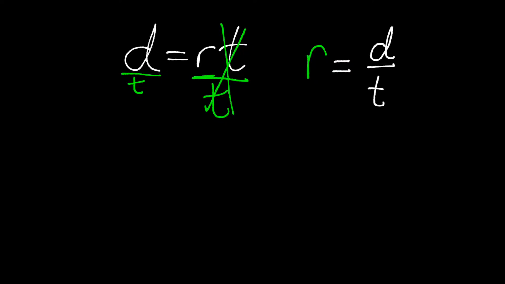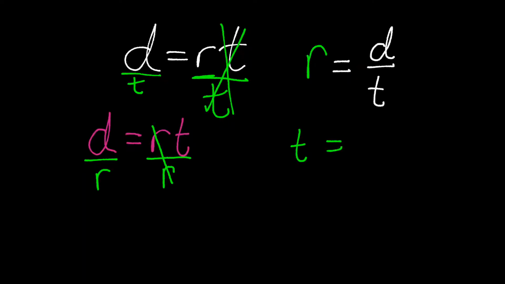If I wanted to, say, solve for t, here's our equation again, d equals rt. Well, we'd go through the same steps. First, identify the variable we want. That's t. Identify any operations that are being performed on t. Well, r is multiplying by t. So if I want to get t all by itself, I need to isolate it from that r. So I can divide both sides of the equation by r to cancel it out. And we're left with t equaling d over r.